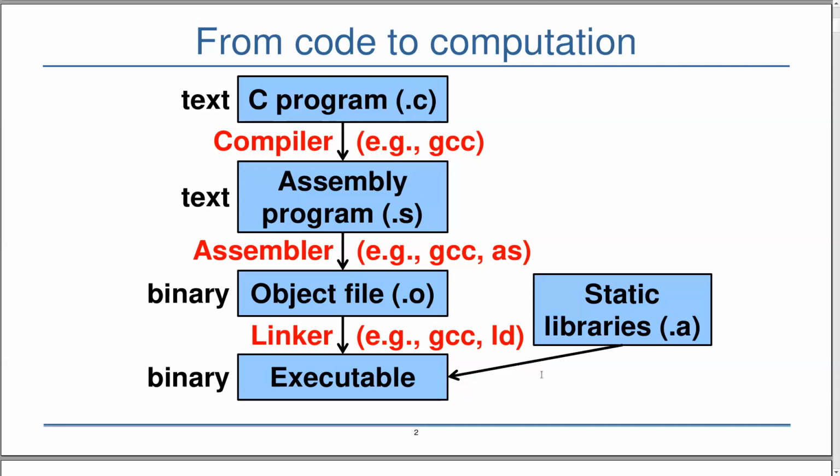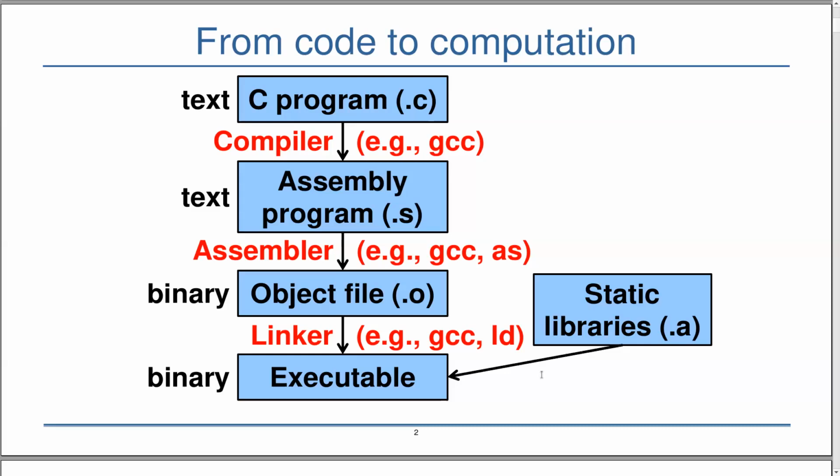Okay. So recall that the way that we compile the code, we first have a C program. We run the compiler, such as GCC, or maybe other compilers like Clang or Microsoft C, whatever you use, and then you run it through this. You get the assembly program. So this is typically a .s file in Linux.